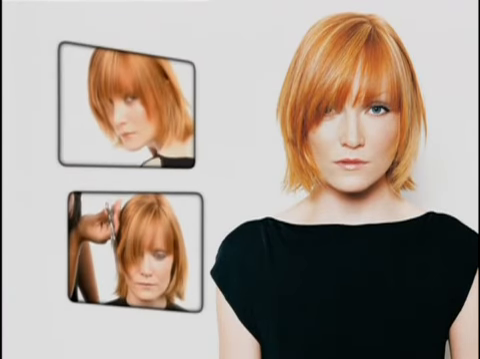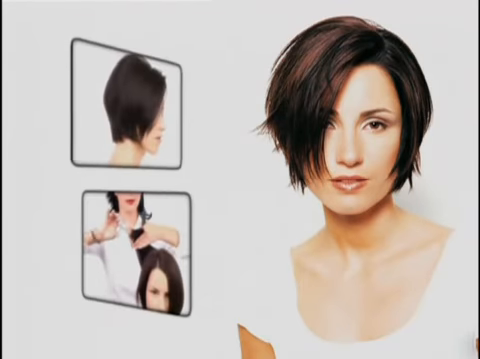Personalizing is an essential part of the Toni&Guy philosophy. Texturizing techniques are used to adapt classic shapes to suit the individual.